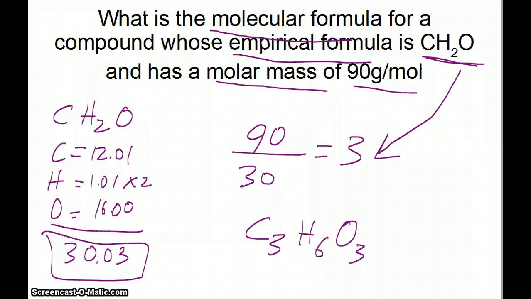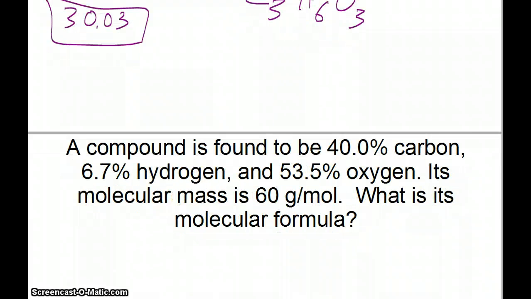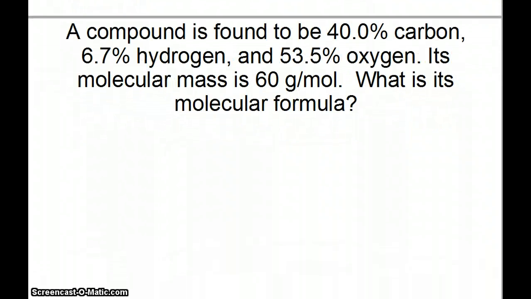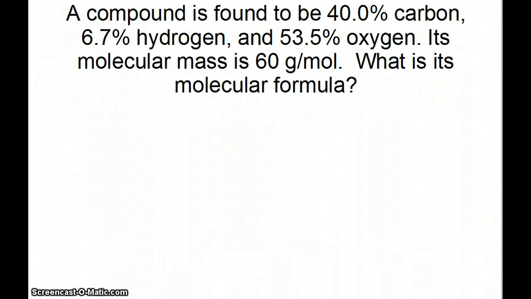Now we can go through and combine the two together to do another problem here. Okay, so a compound is found to be 40% carbon, 6.7% hydrogen, and 53.5% oxygen. Its molecular mass is 60 grams per mole. What is the molecular formula? So here we weren't given the empirical, so that's what we have to find first.